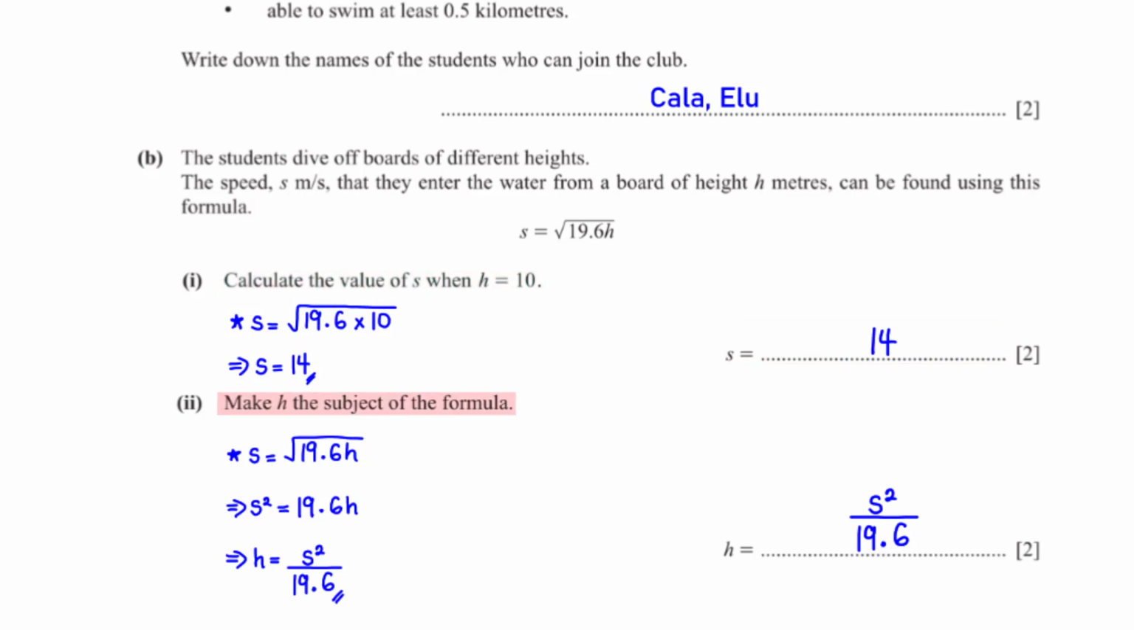Make h the subject of the formula. When we square both sides, we have s squared equals 19.6h. And when we divide both sides by 19.6, we get h equals s squared over 19.6.